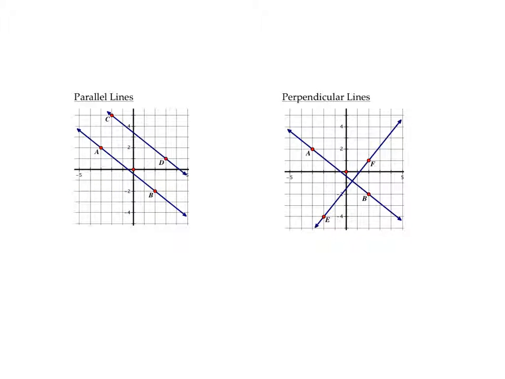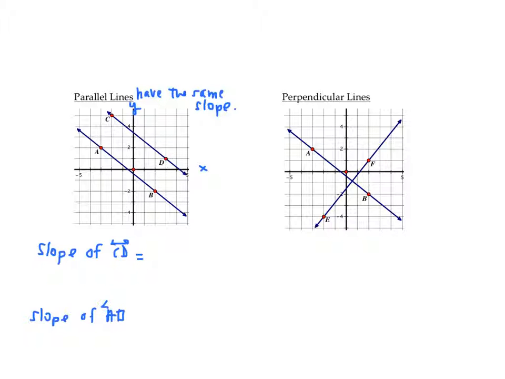Okay, if 2 lines are parallel, then they have the same slope. So we'll use this to prove that 2 lines are parallel. So here's our x-axis, y-axis. We're going to find the slope of line CD. And we're also going to find the slope of line AB. And then we'll compare the two.